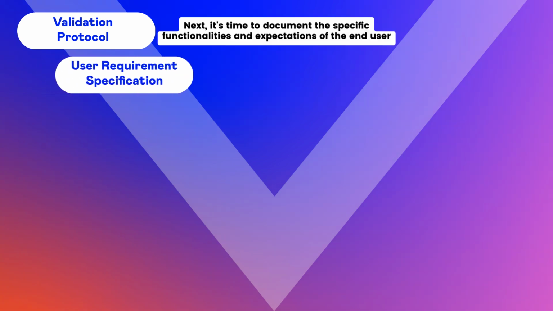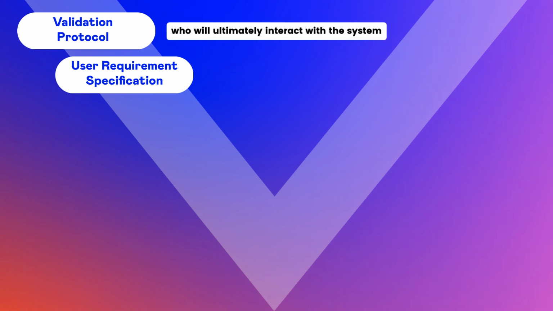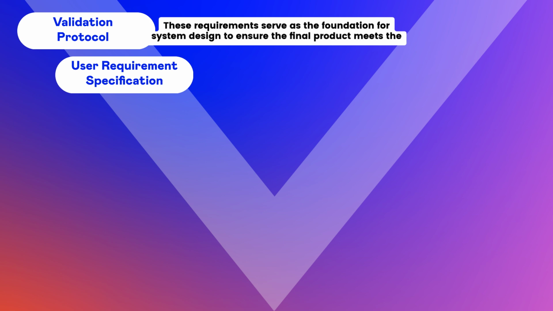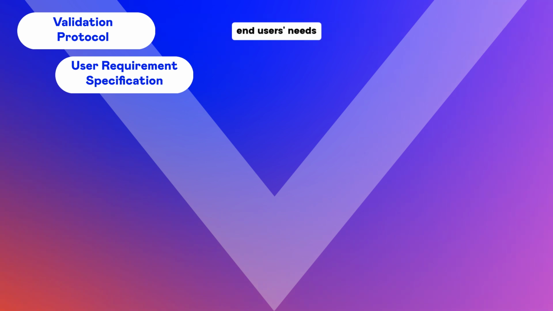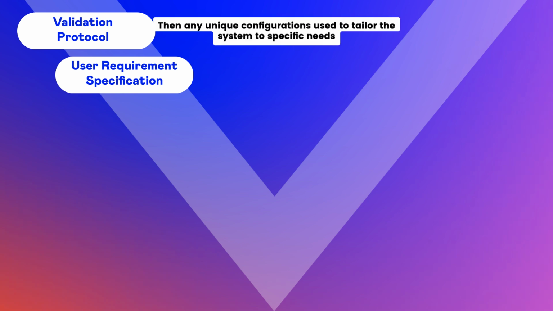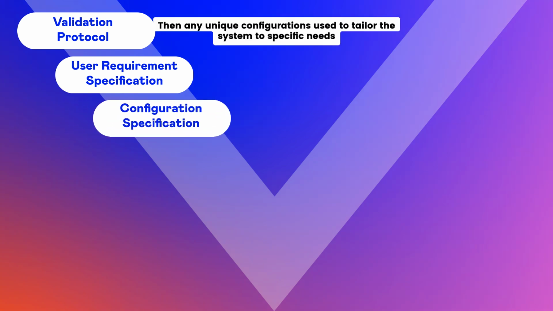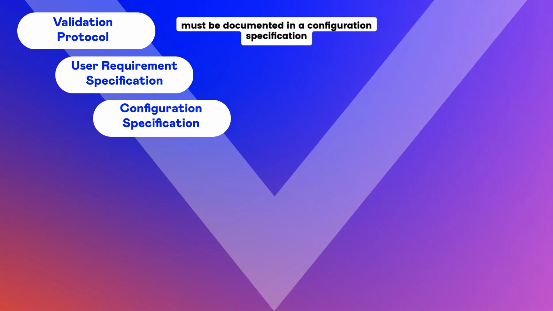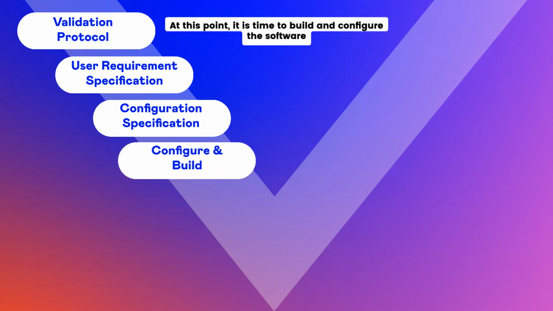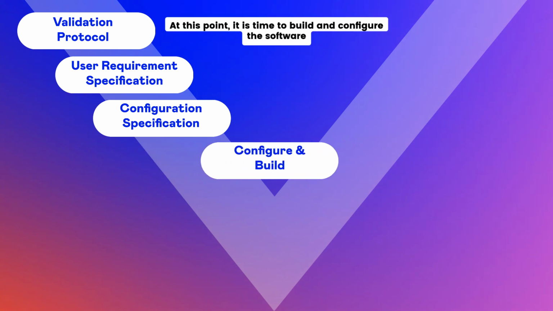Next, it's time to document the specific functionalities and expectations of the end user who will ultimately interact with the system. These requirements serve as the foundation for system design to ensure the final product meets the end user's needs. Then, any unique configurations used to tailor the system to specific needs, like permissions, must be documented in a configuration specification. At this point, it is time to build and configure the software.